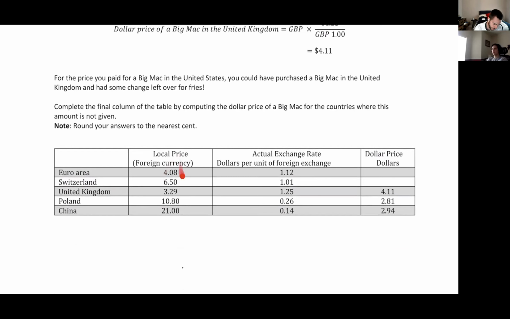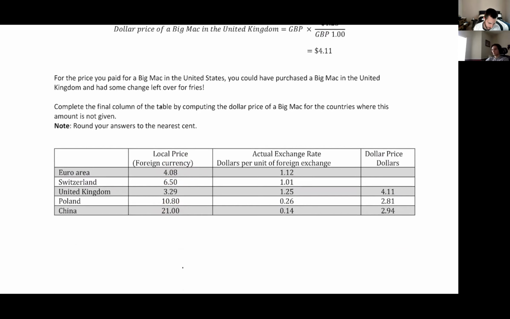So the first question is to fill out this table. What are we given? We are given the local price in their currency. For the euro, a Big Mac is 4.80 euro, or in China it's 21. Excuse me if I'm wrong, I think it's yen, if I'm not mistaken. Yuan. Poland, it's 10.8, whatever they use in Poland. Etc.